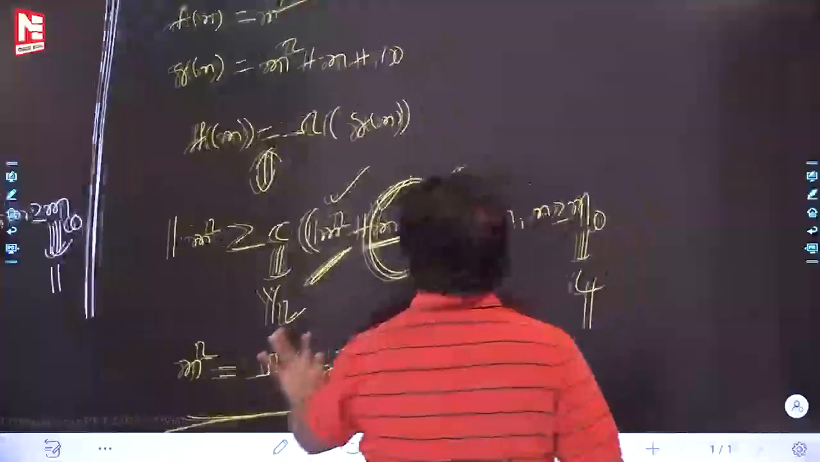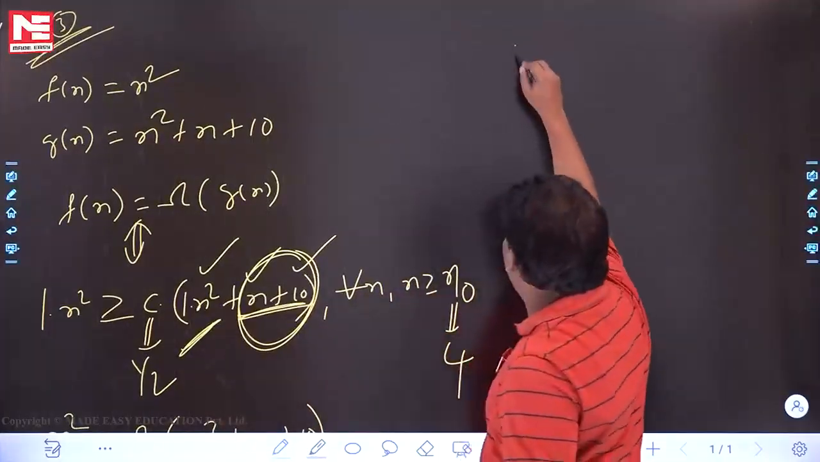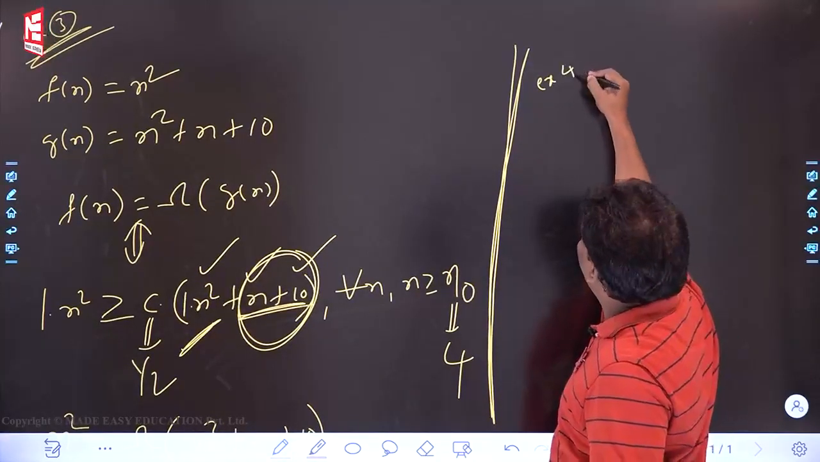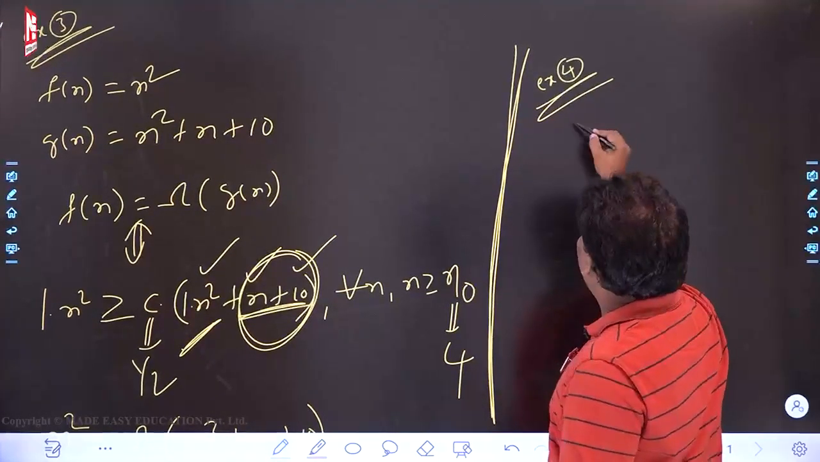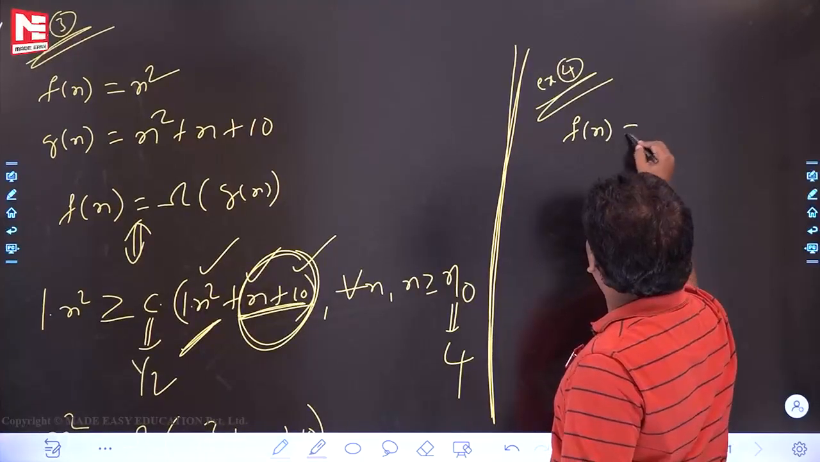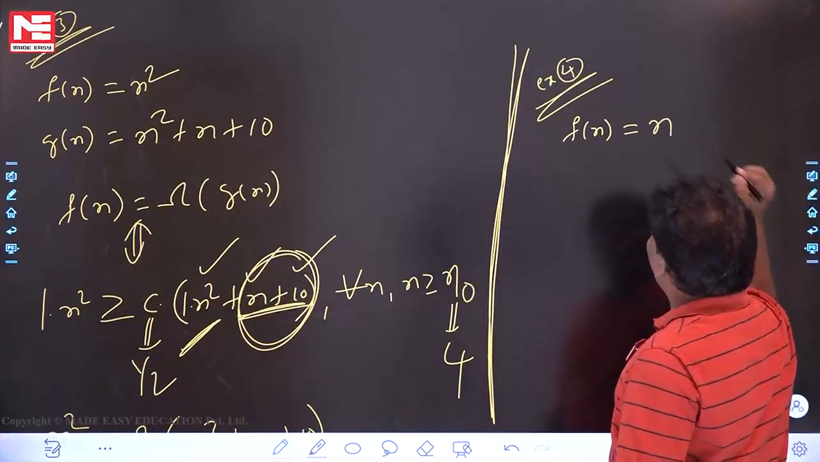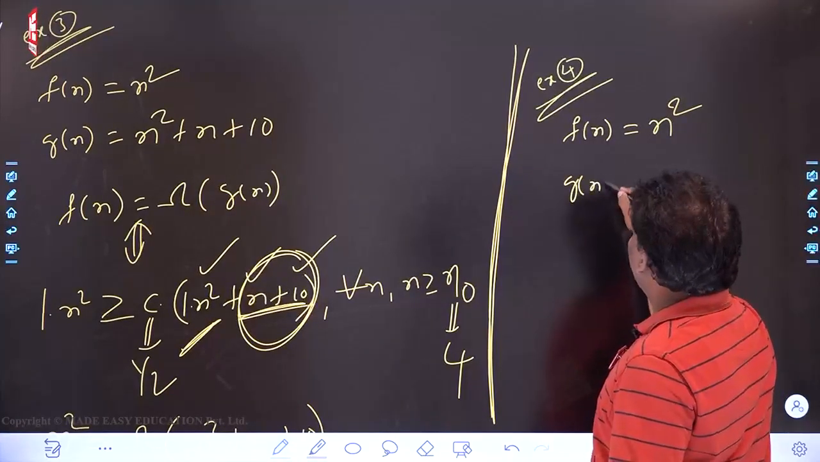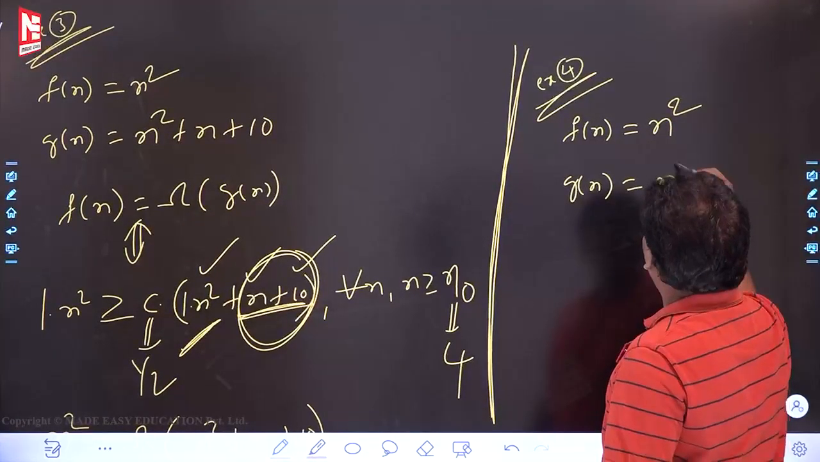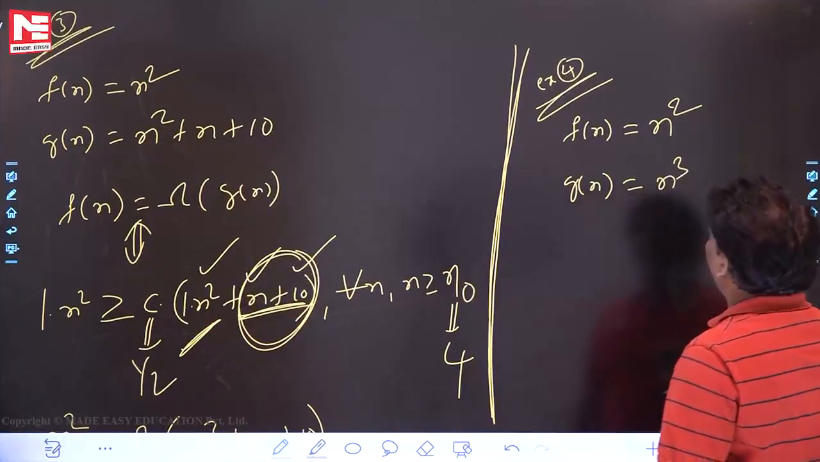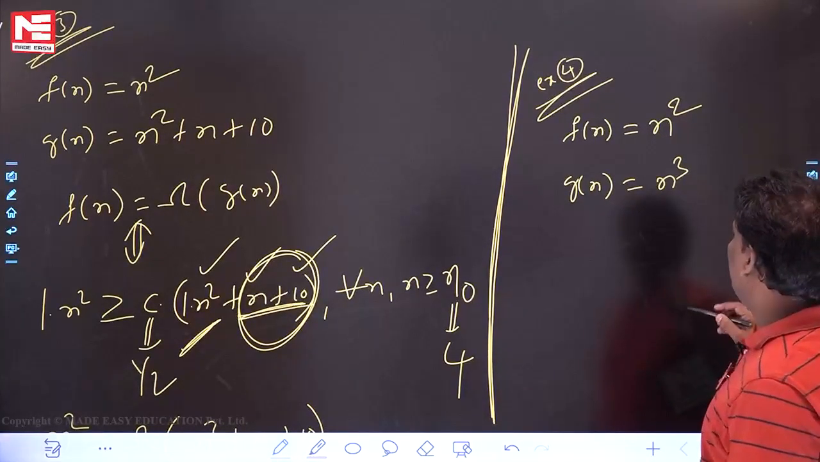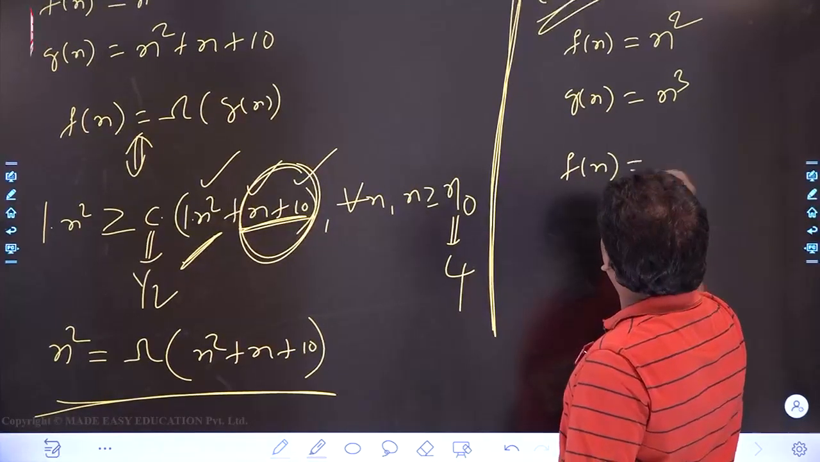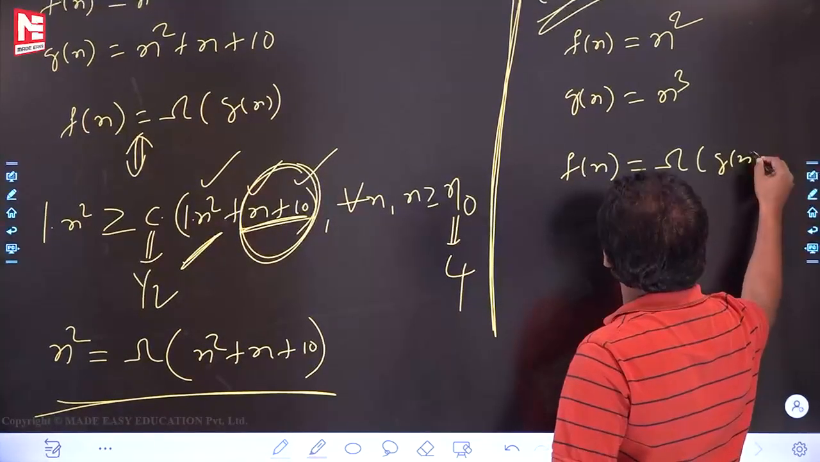Let's go to one more example which may give one more small point which is missed out. Mostly you know that also. Let's see once. Example 4. F of n is equal to n square, g of n is equal to n cube. Now let's see this one. I want to prove f of n is omega of g of n.